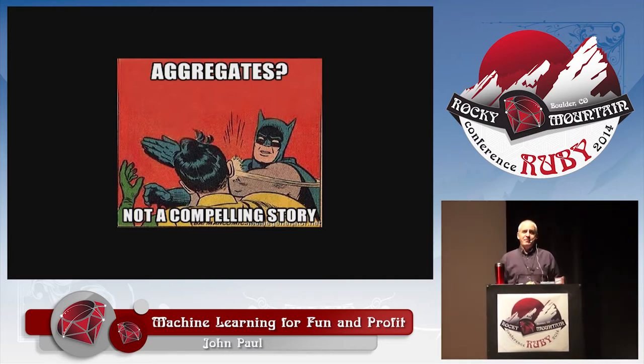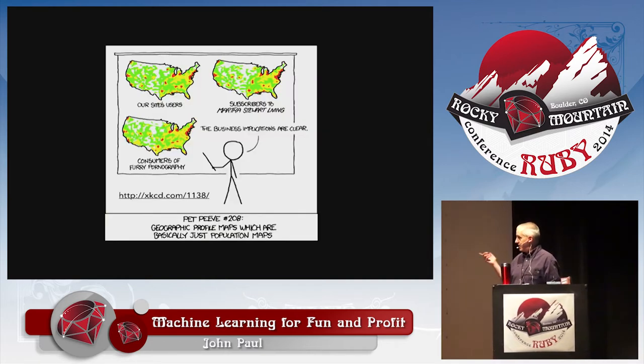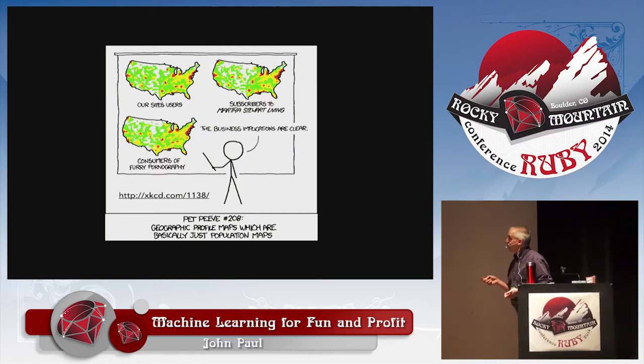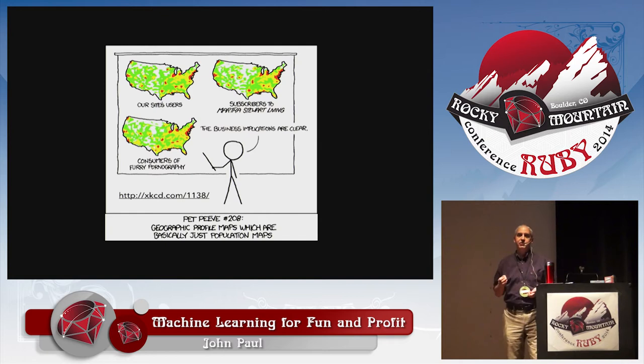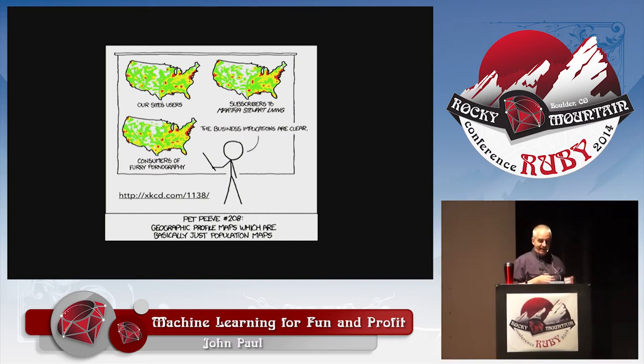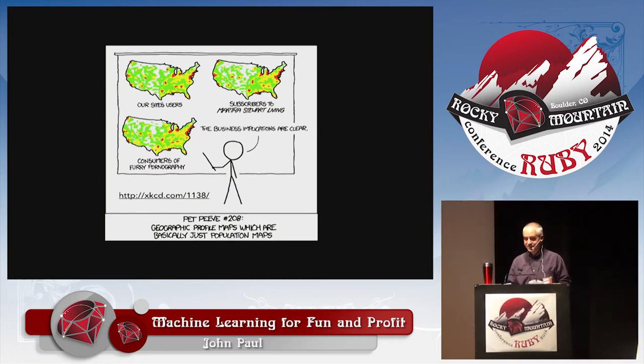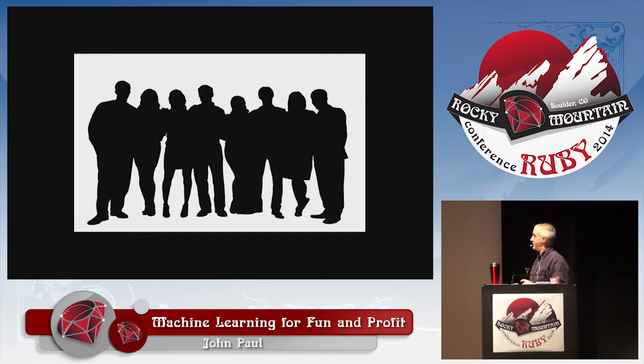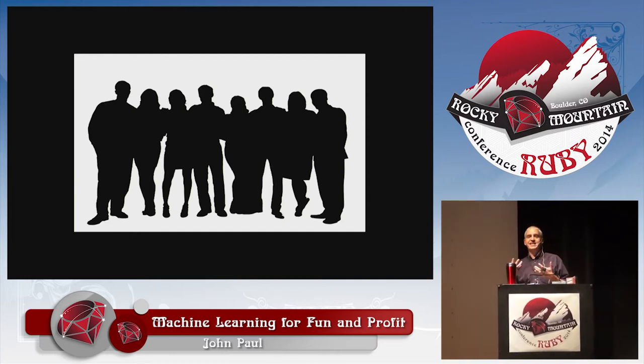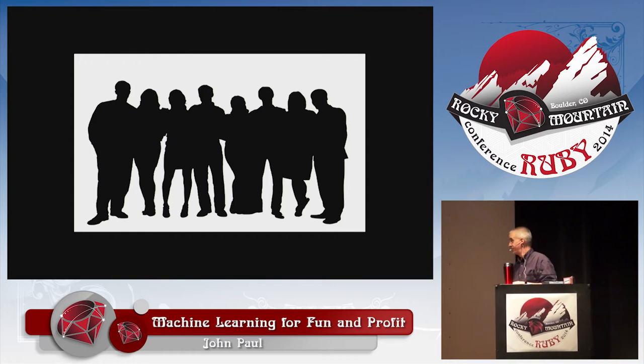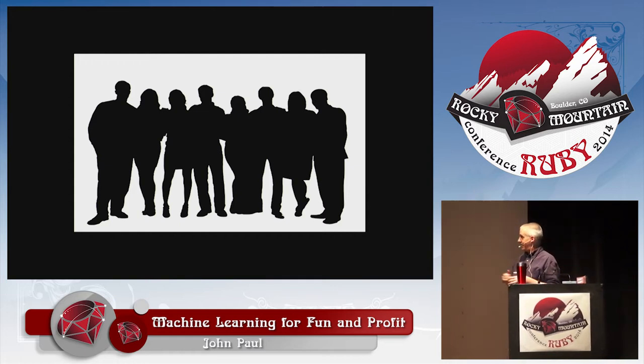Because if we use bad statistics, a lot of you might have seen this XKCD before, right? If you start looking at aggregates, you can draw some really horrible conclusions. All right, so let's figure out a way to do that. This is what our users look like right now. At least we know we have this idea that we've got different kinds of users. So now we want to figure out a way to fill in the blanks here.